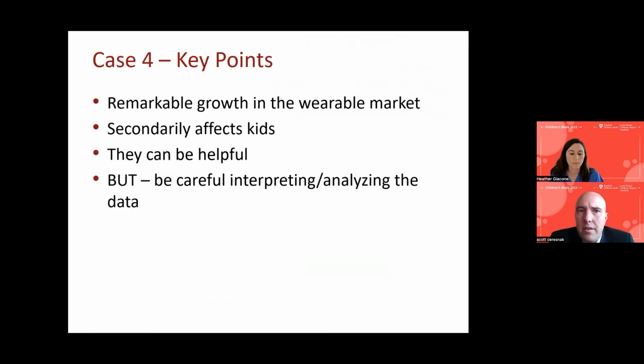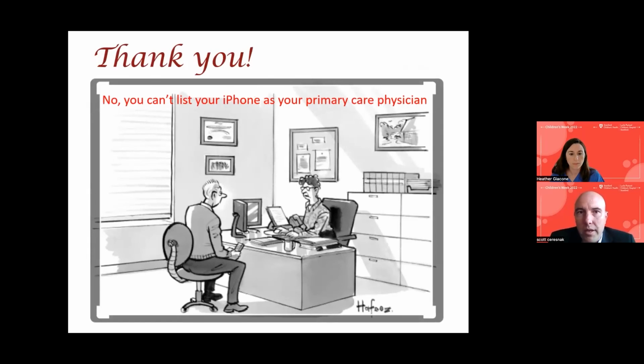The key points here are that we're seeing a remarkable growth in the number of patients with wearable monitors and the tracings on those. We know the market in general is exploding, and though there isn't a lot of product specifically geared towards kids, we're seeing secondarily how it can affect kids, both in a positive way, picking up great arrhythmias, but also a lot of false positives, saying it's atrial fibrillation or other things that are incorrect. I think they can be helpful, but we have to be careful how we interpret and analyze the data. And I think there's an opportunity for tremendous growth here going forward for our kids.